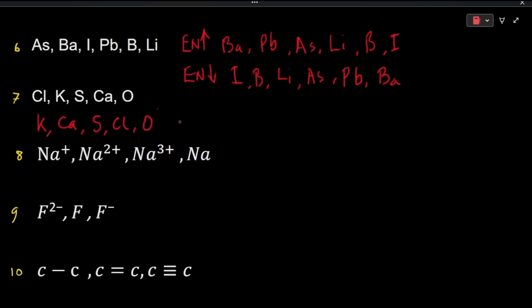And if we were asked to put them in a decreasing order of electronegativity value, the opposite would have been the case: oxygen, chlorine, sulfur, calcium, and potassium.